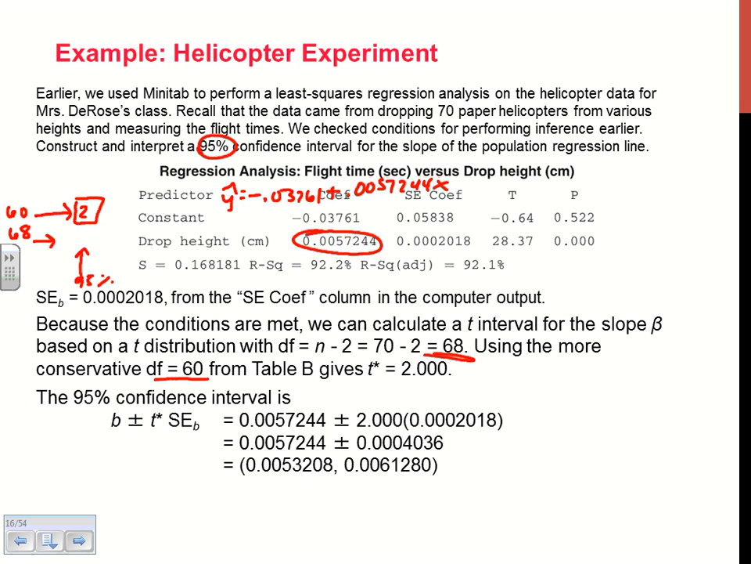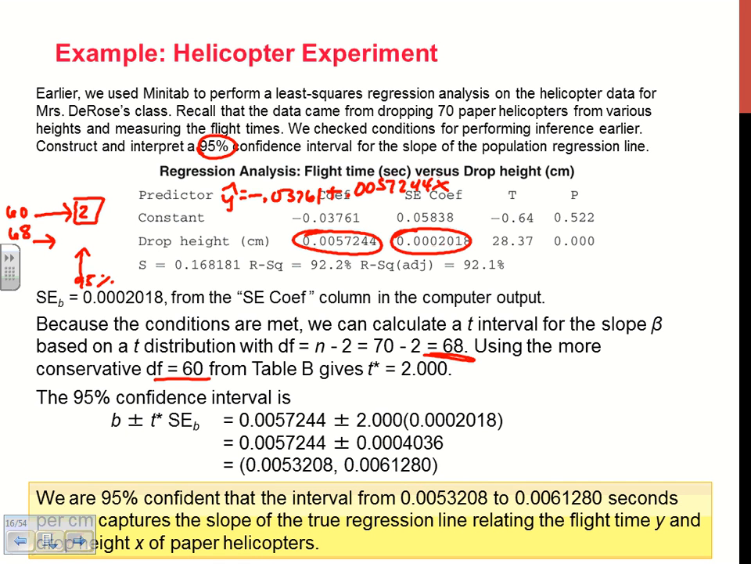And doing your math, here's your standard error for b. So here we are 95% confident that the interval from the two values in seconds per centimeter captures the slope of the true regression line relating the flight time and the drop height x of paper helicopters.